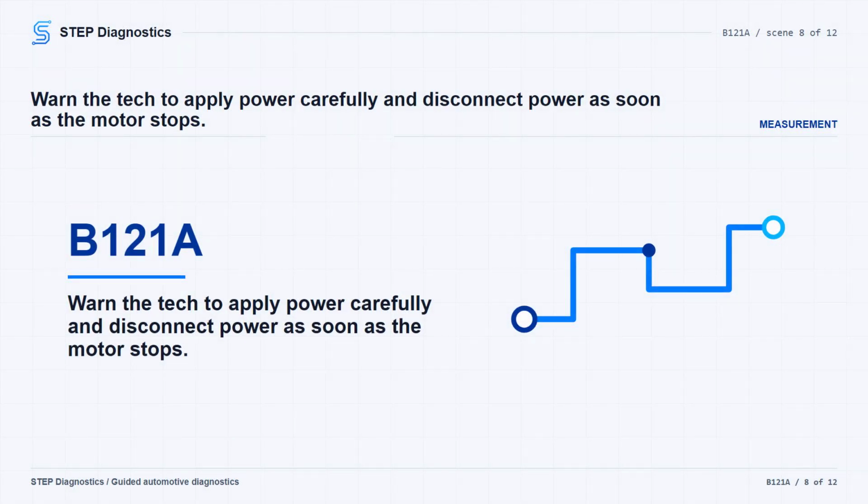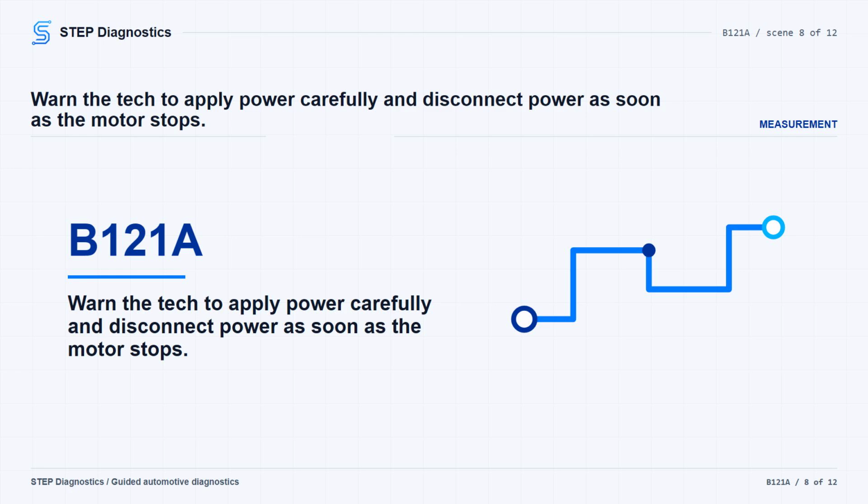Reconnect the mode control motor 7P connector. Before applying power, be careful here. Incorrectly applying power and ground to the motor will damage it. Follow the terminal setup carefully, and when the motor stops running, disconnect battery power immediately. Apply battery power and ground to terminals A and B, then reverse the connections.